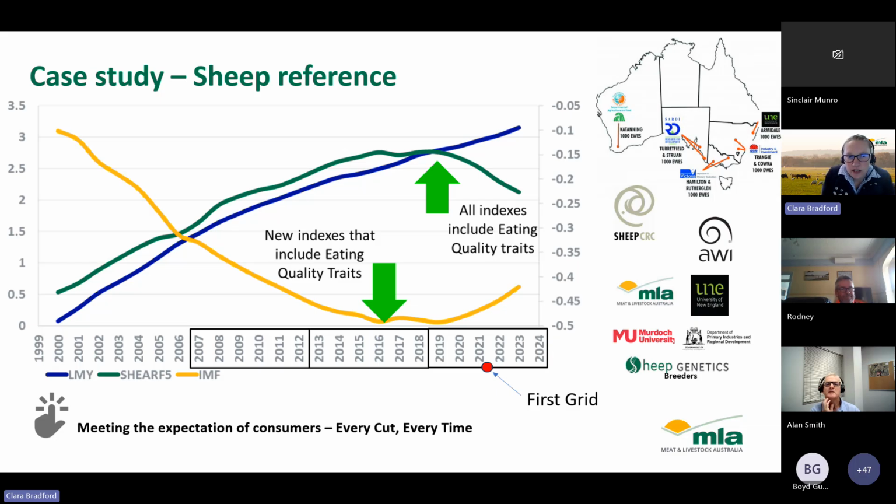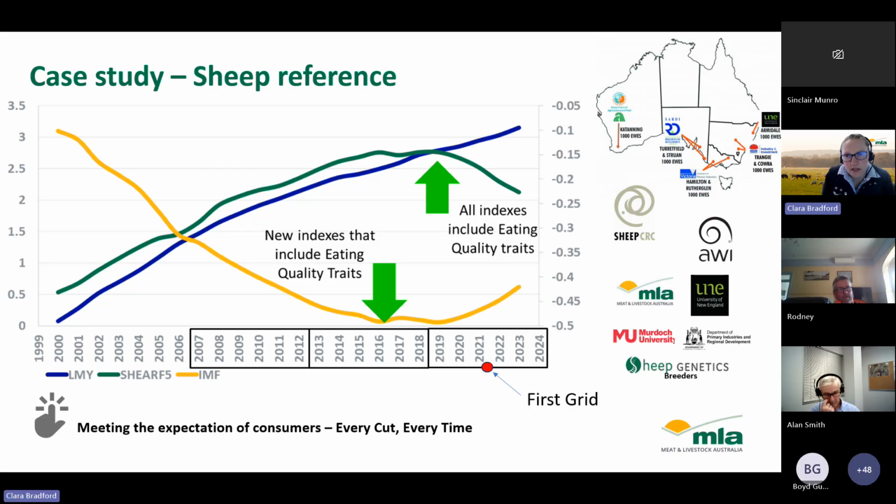In 2013, MLA took over the reference population as the MLA reference flock, and we started running an additional project. Now, in terms of eating quality on this graph here, we've got in the yellow is intramuscular fat, in the green is shear force, and in the blue is lean meat yield.